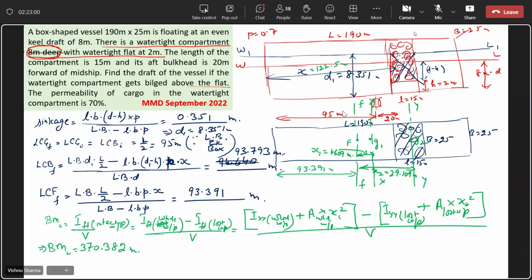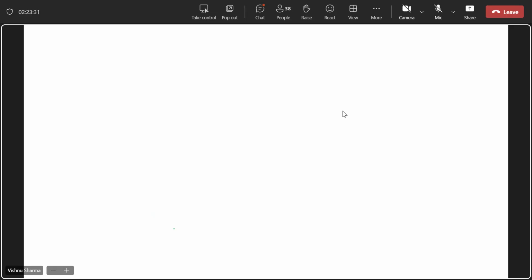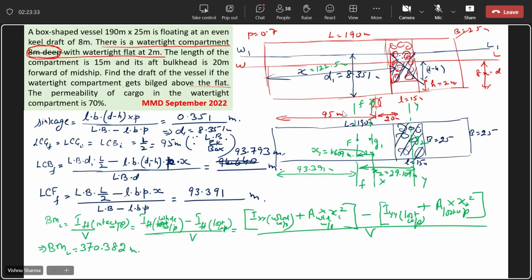Now, guys, at this stage, once you get BML, always go back to the question and see if KG is given. Please go back to the question and check for KG. Is the KG given in the question? No, sir. Because you must every time validate whether GML will be used or BML will be used. Now, if GML cannot be used, can you please find out the trim, name it by head or stern, and get the drafts forward and aft?